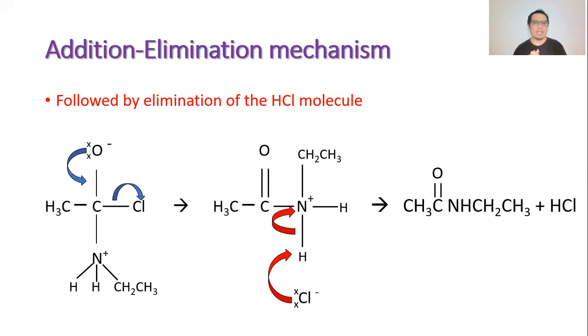So that's the addition-elimination mechanism reaction seen in the acyl chloride reacting with the 4 different reagents I showed you just now. In the beginning I showed you with water. And then we did the reaction of acyl chloride with the alcohol. And we also did the reaction of acyl chloride with ammonia. And finally, with the primary amine.